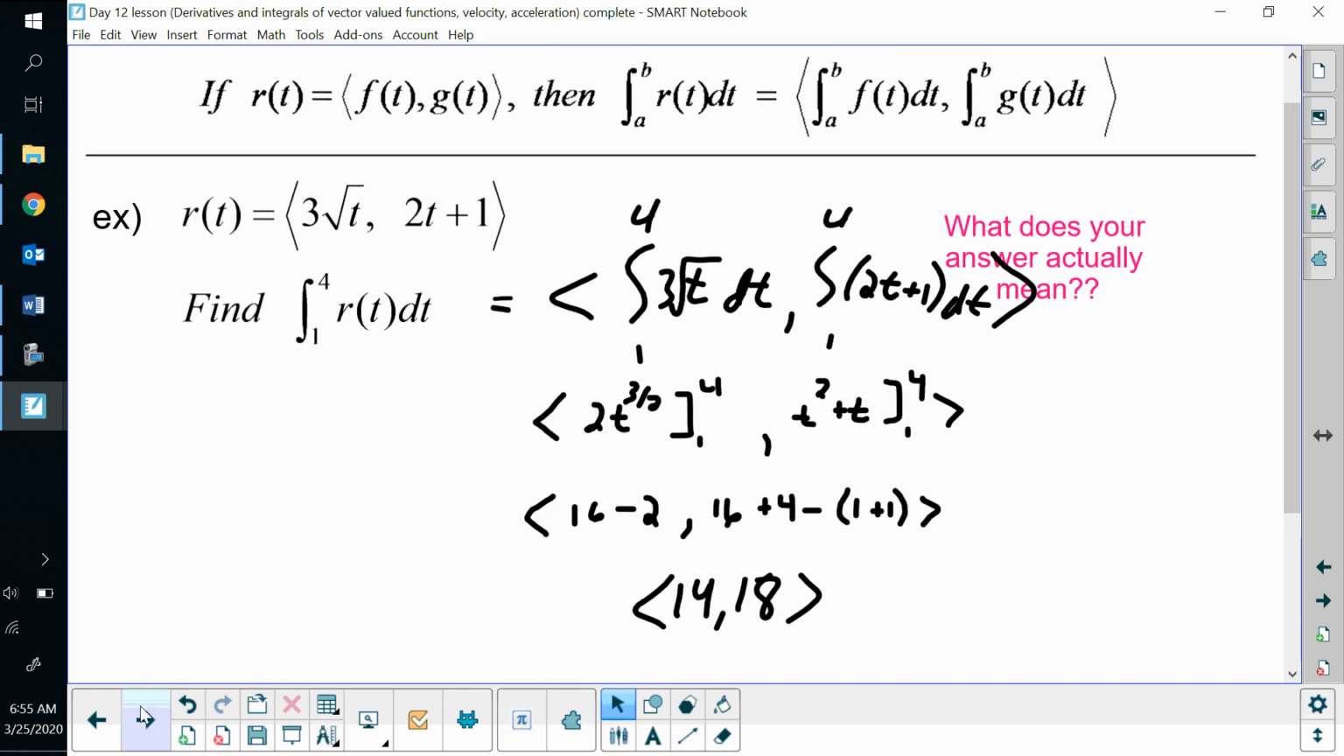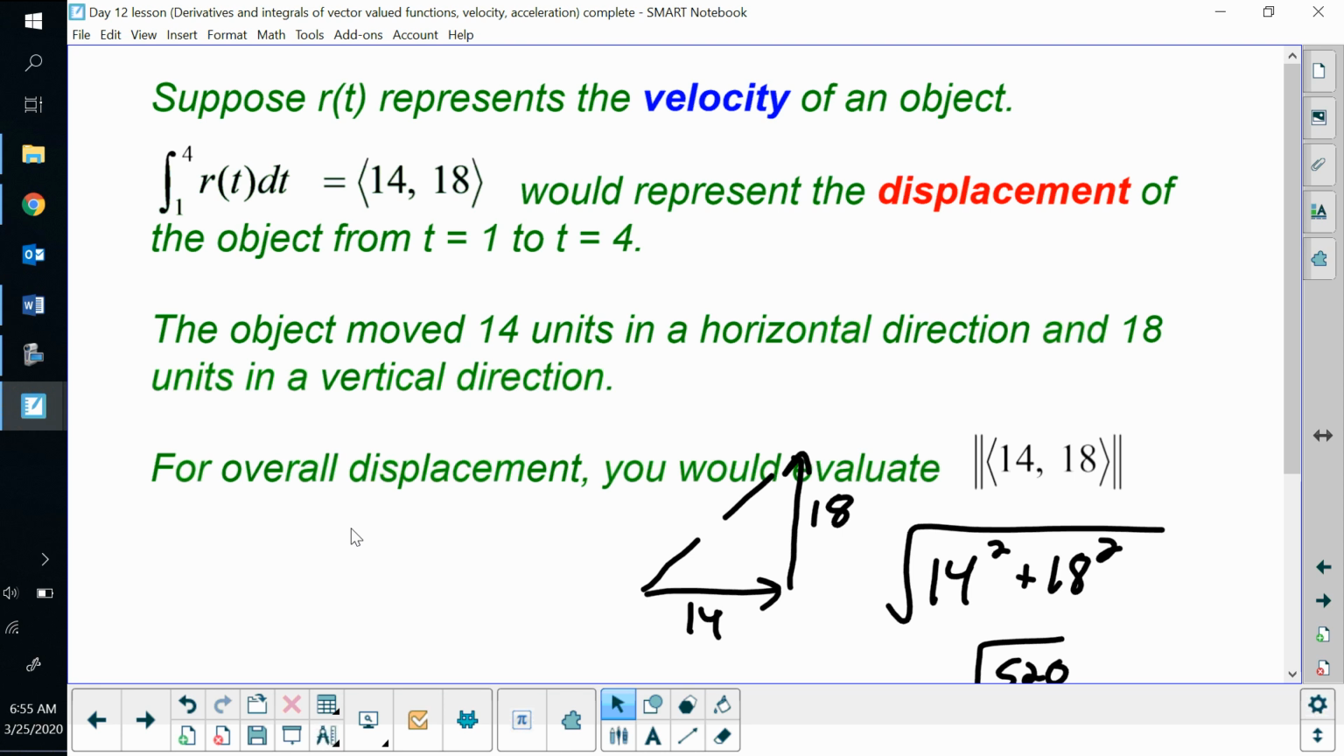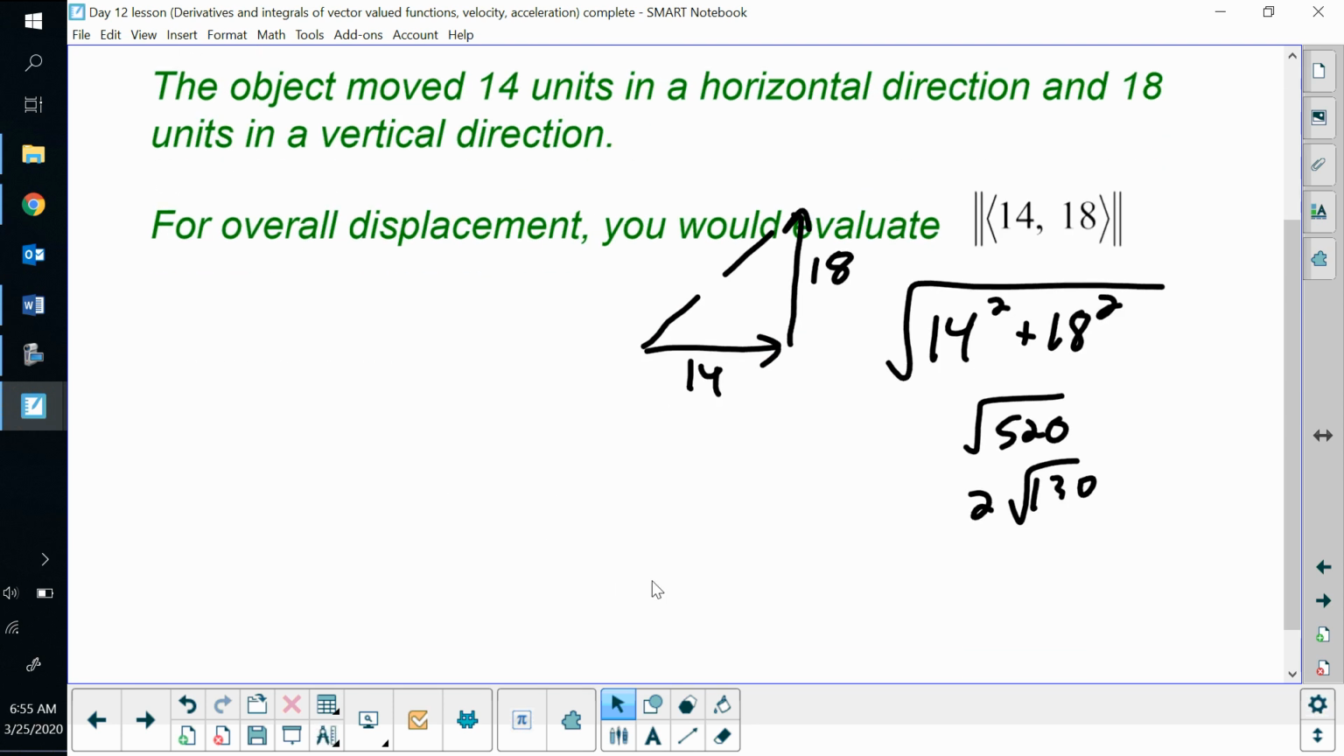Now, what does that really mean? Well, say the original vector valued function r of t was a velocity. So now t is representing a time. That 14, 18 is telling us the displacement and in which direction. So it's telling us our vector: we moved 14 units to the right and then 18 units up. Now your overall displacement, which will also be considered the speed, is if we just did the Pythagorean theorem with that. The notation for speed, or it can be considered the magnitude also with vectors, is the double lines. And if you did the Pythagorean theorem, we'd get square root of 520. So that's the overall displacement just directly, and that would give us the speed.